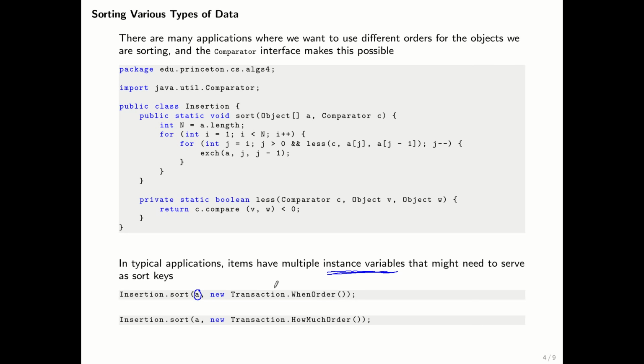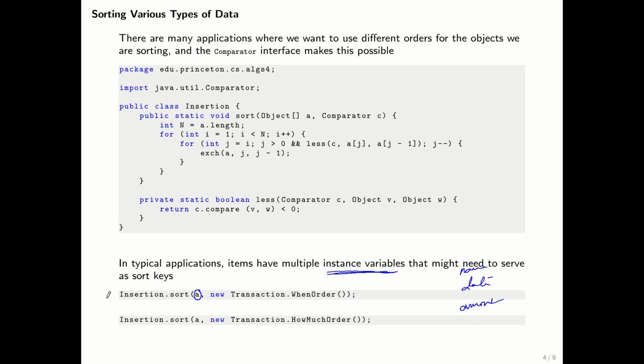The transaction data type that we're going to look at next has several instance variables. It has the date of transaction, it has the name of the person involved in the transaction, and it has the amount of transaction. So these are the three instance variables that transaction supports. So you may want to order an array of transaction objects by any of these criteria. In other words, three alternate orderings are possible.